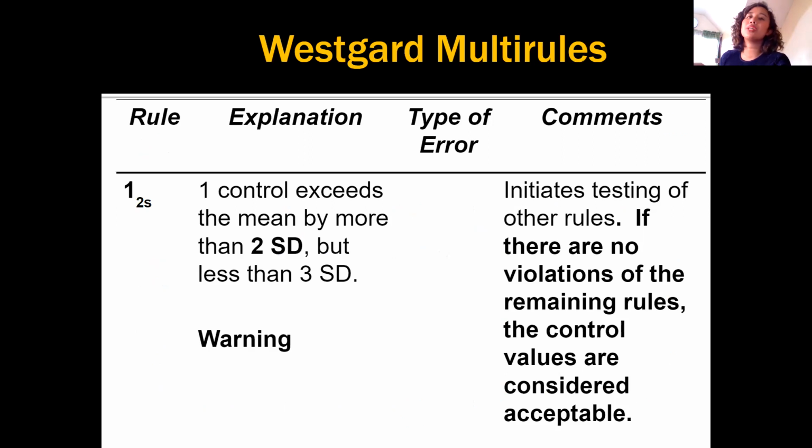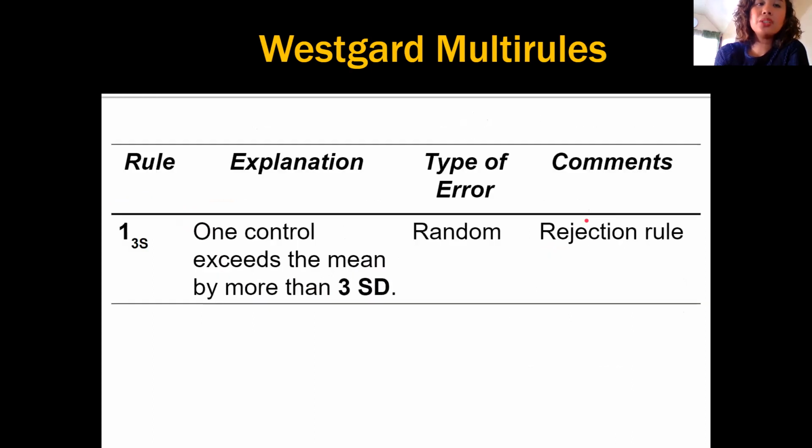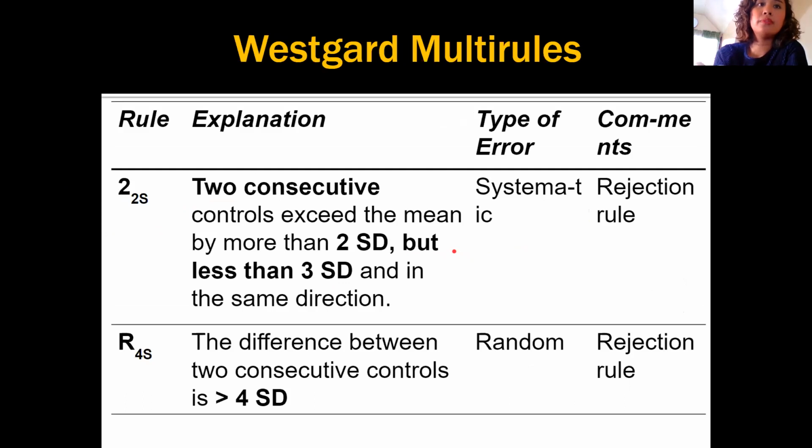Ito na guys, yung mga Westgard multi-rules natin. Bibigyan ko naman ng example, pero let's just go over it. Define lang natin. 1-2S. So, ibig sabihin, may lumampas na isa sa 2S but less than 3S. Okay? So, warning lang to. No violations. So, in control ka pa rin. Ito, 1-3S, may isang lumampas sa 3S. Reject. Out of control ka na. This points to a random error.